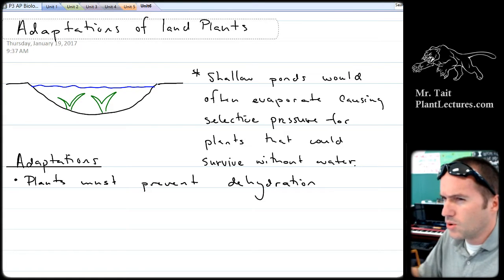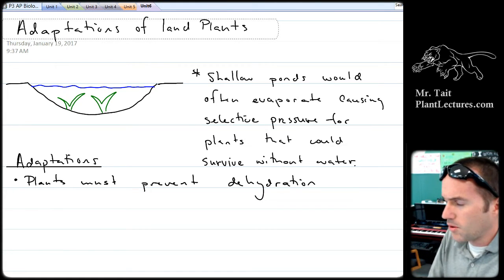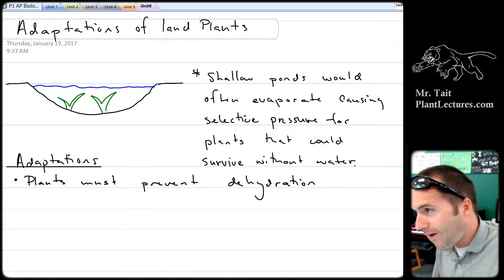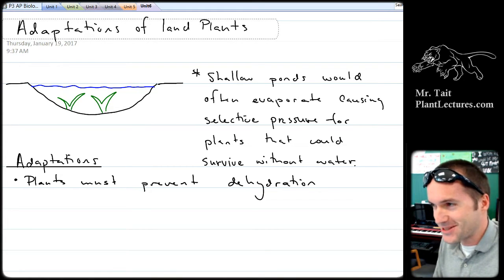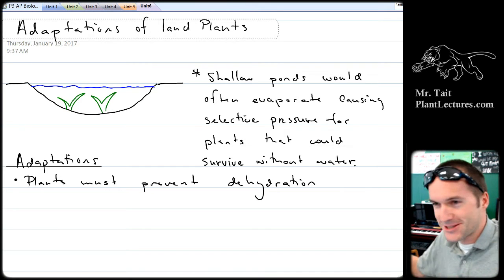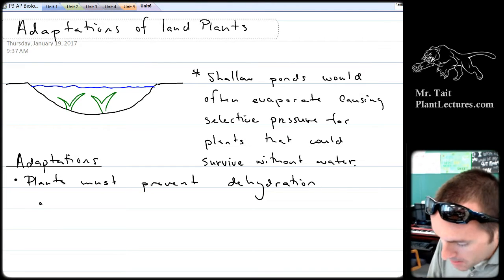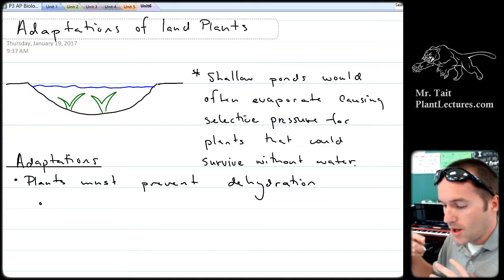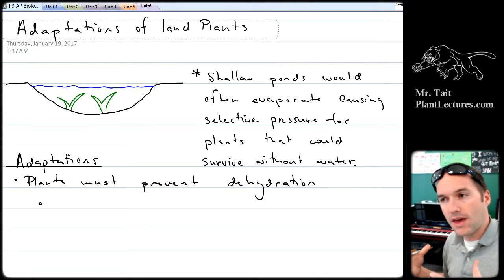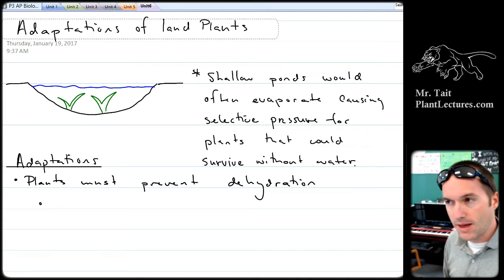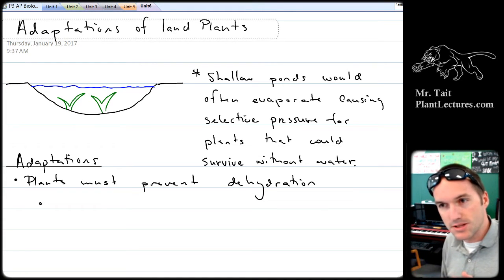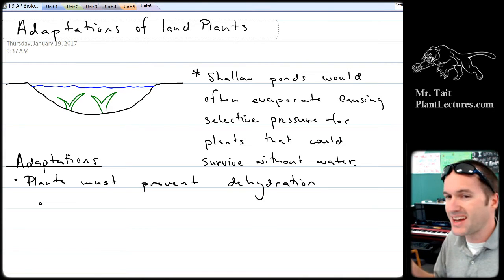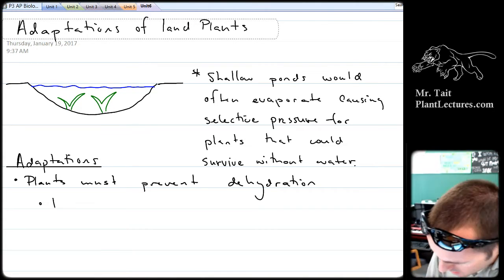Okay, so how do the aquatic plants prevent dehydration? They live in the water, right? So there's not a lot of dehydration going on because they can just constantly absorb water. Okay, but land plants don't have that luxury. So the land plants have to keep all the water that they're able to absorb, and the way that they do that is they're covered with this waxy substance called a cuticle, and that waxy substance is actually airtight and watertight.